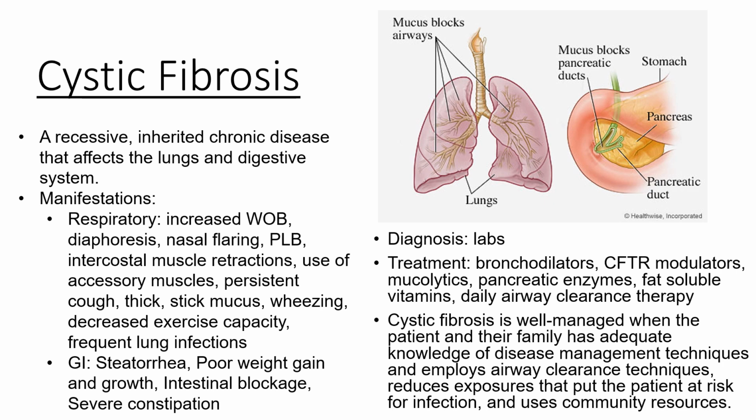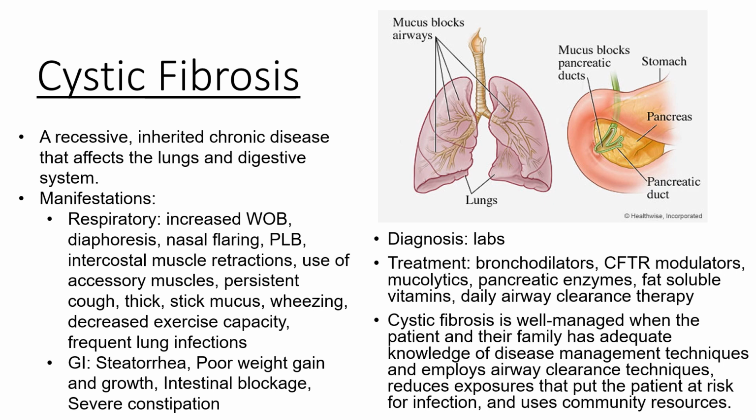So manifestations, so there's respiratory issues with this and GI issues. So first off, it's basically a big increase in mucus production, and that starts blocking things. So it's blocking the airway, it's blocking pancreatic ducts. So respiratory wise, we're going to have increased work of breathing, diaphoresis, nasal flaring, pursed-lipped breathing, intercostal muscle retractions.